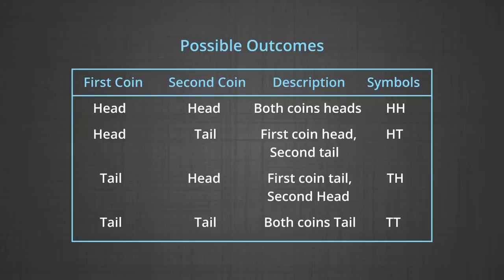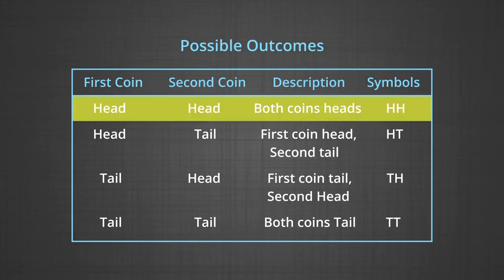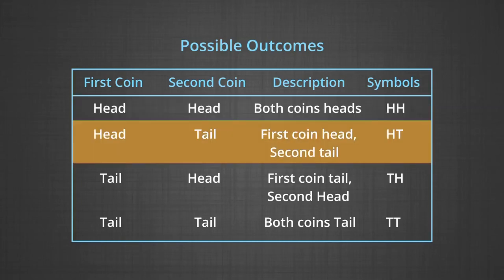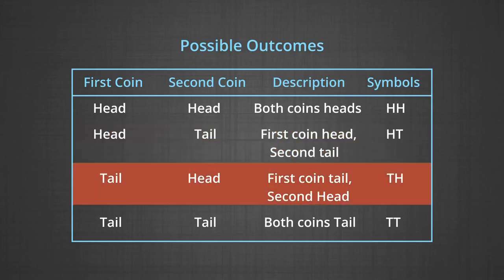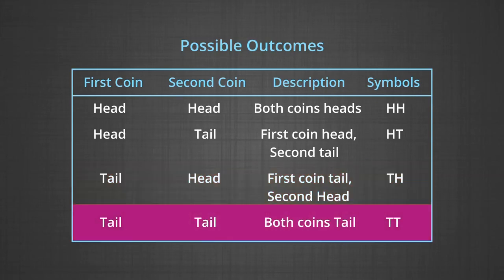I am going to show you the possible outcomes when we use the various types of combinations of coins. First coin and second coin, and their description and symbols. The first coin will show head, second coin will show head too, and we are describing that both coins are heads, and the symbols are HH. The second possible outcome is first coin head, second coin tail, and we write HT. The third possible outcome is the first coin tail, second coin head, and we write TH. And the last outcome is first coin tail, second coin tail, and we have TT.